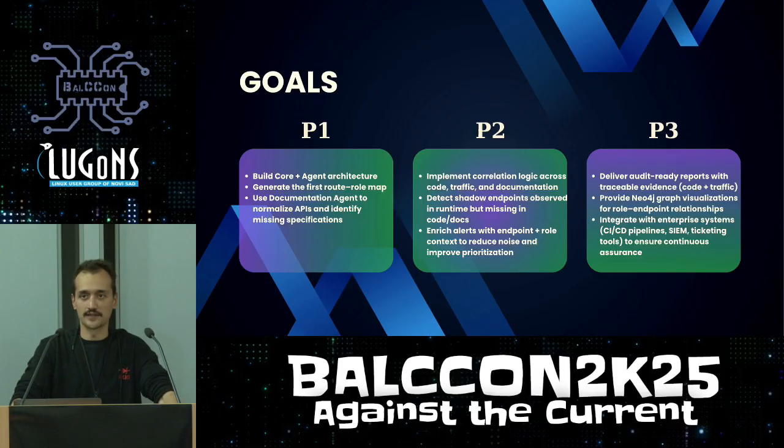So all you have to do is implement AuthMap, and then it's just going to take care of all the rest. We also plan to provide Neo4j graph visualizations for role-endpoint relationships. And then we're planning to integrate with enterprise systems, whether it's a CI/CD pipeline, SIEM, or ticketing tools, to ensure continuous assurance.